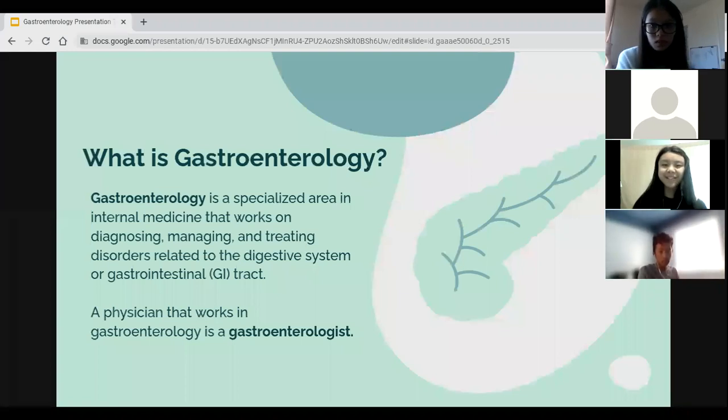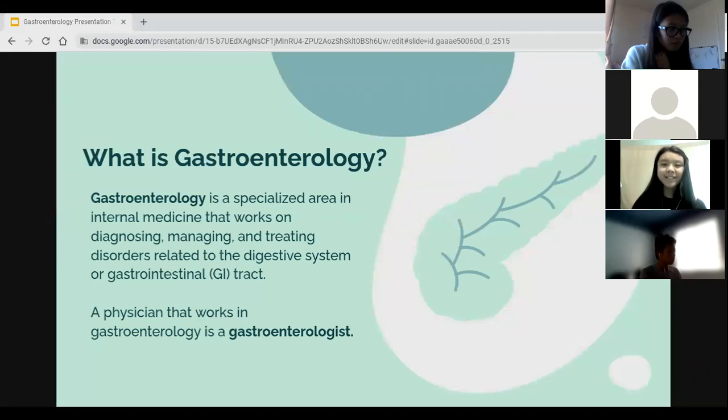So gastroenterology is a subspecialty that focuses on studying, diagnosing, and treating disorders that are related to the digestive system or gastrointestinal tract. Your digestive system is super important because it breaks down the nutrients that enter your body so that your body can absorb it and use it for growth. The physicians that work in gastroenterology are called gastroenterologists. Next, we'll talk about gastrointestinal diseases.